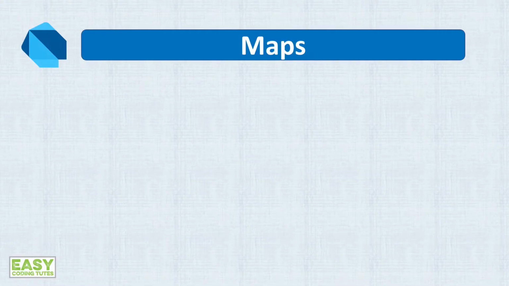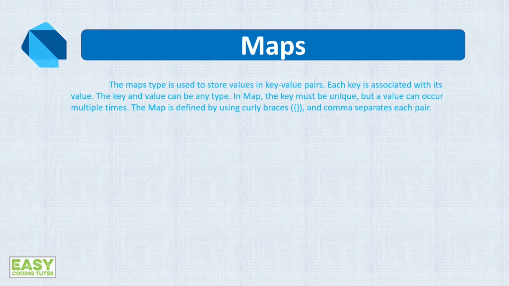The next is maps. The map type is used to store values in key-value pairs. Each key is associated with its value. The key and value can be any type. In a map, the key must be unique, but a value can occur multiple times. The map is defined by using curly braces, and a comma separates each pair.